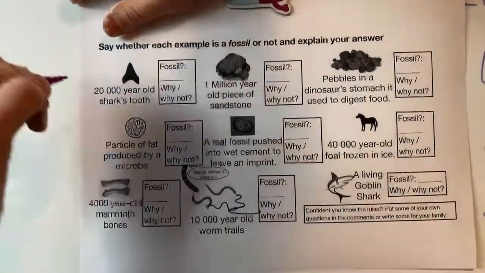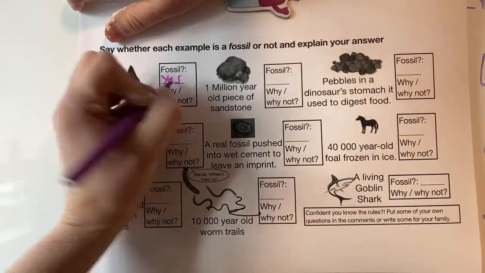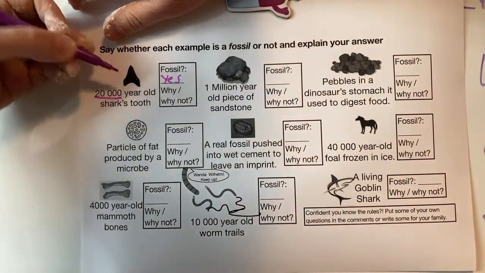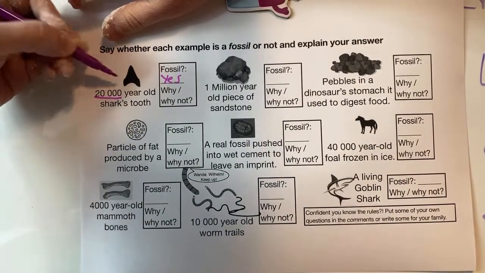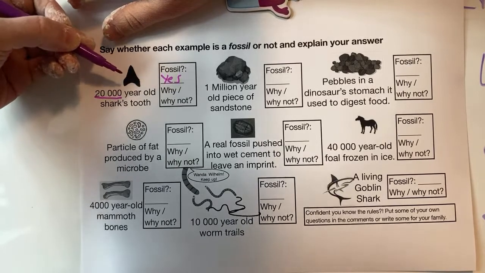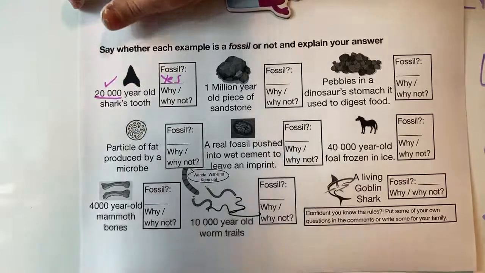So, yes, well done. You are quite correct. A 20,000-year-old shark's tooth. Yes, it is a fossil. It looks exactly the same as when it fell out, although actually a lot of the bone has been replaced by minerals. So the only way to tell the difference between a modern shark's tooth and a fossilised one is the weight, generally. The fossilised one weighs more. But yeah, well done. That's a fossil.